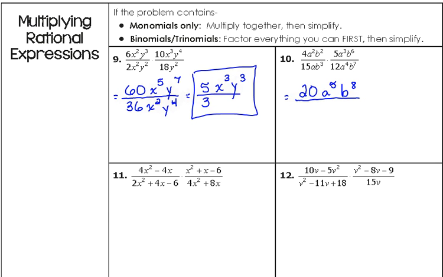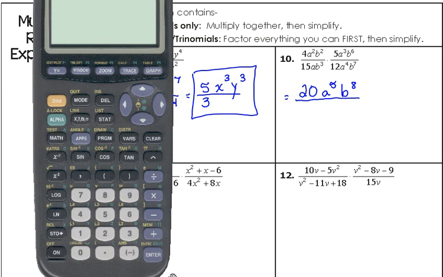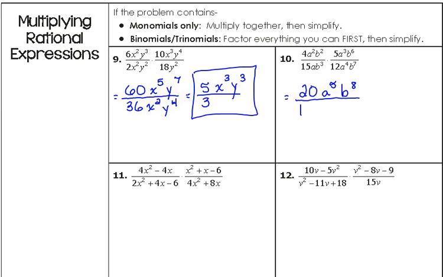Over 15 times 12. I'm not going to do that one this morning without a calculator. What? 180. Thank you, Jason. 180. A times a to the 4th is a to the 5th. B cubed times b to the 7th is b to the 10th. So let's simplify. 20 over 180. 20 divides into 180 evenly. That leaves us with 9.